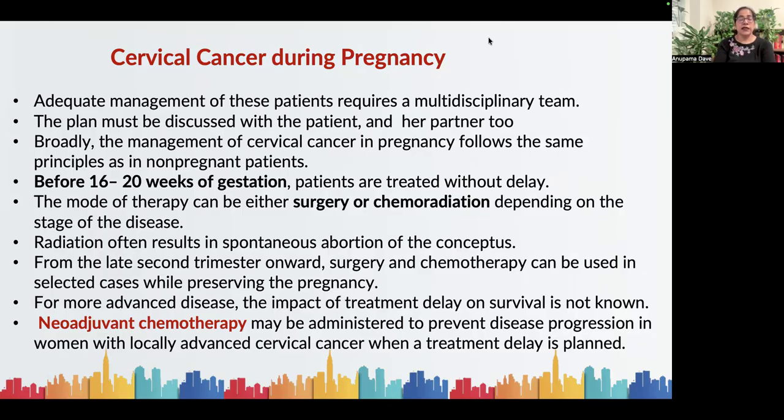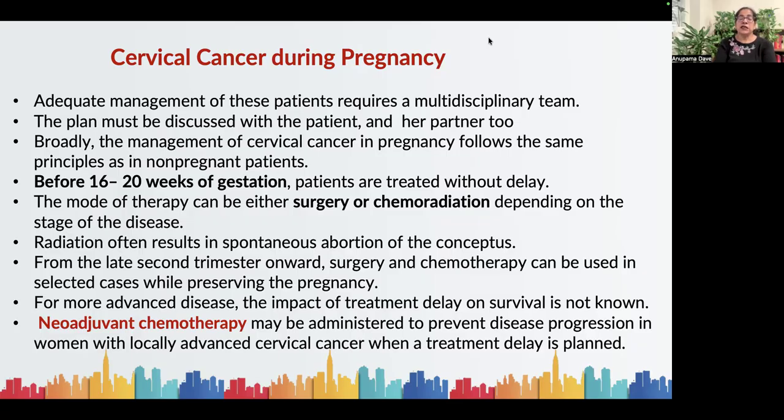In such cases, adequate management through a multidisciplinary team is required. The plan must be discussed with the patient and her partner. Broadly, the management of cervical cancer in pregnancy follows the same principles as for non-pregnant patients.